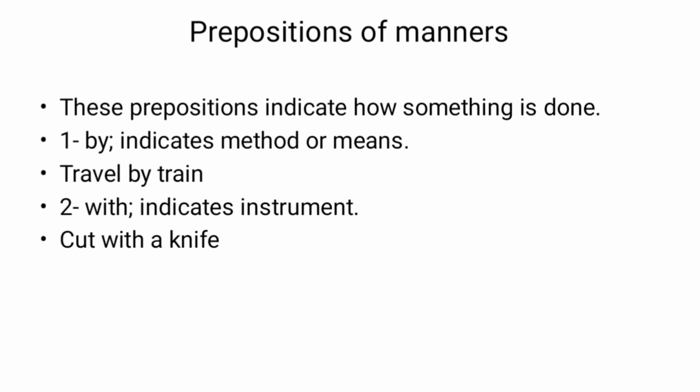And the final one is prepositions of manner. These prepositions indicate how something is done. Common prepositions of manner are by and with. By indicates a method or means. For example, travel by train. And the second one is with. With indicates an instrument. For example, cut with a knife.